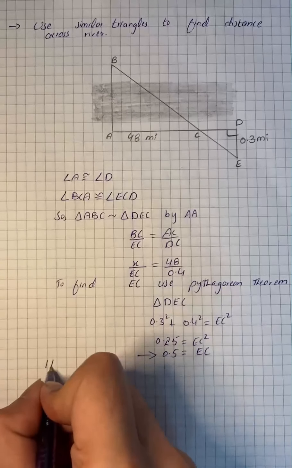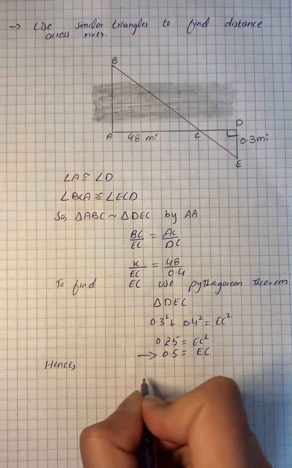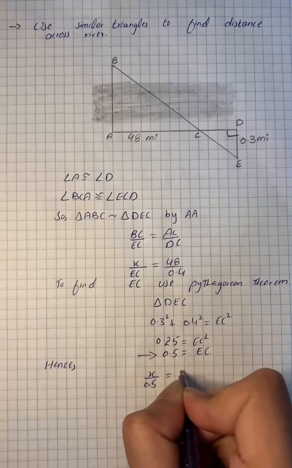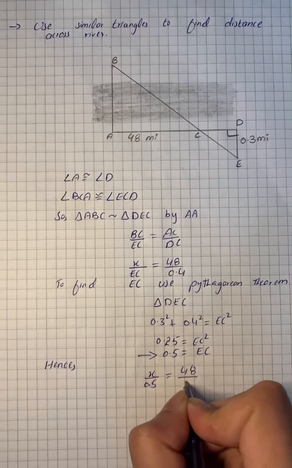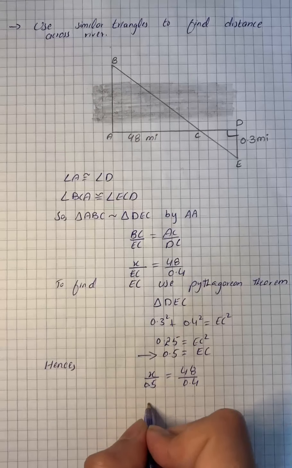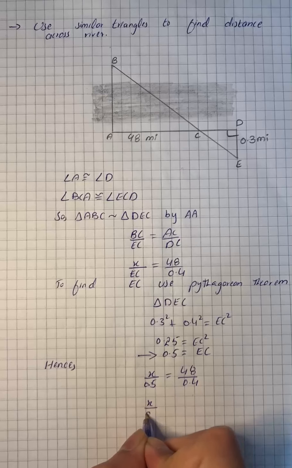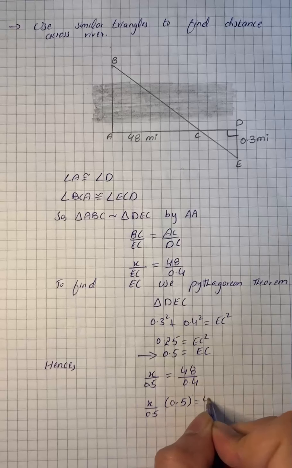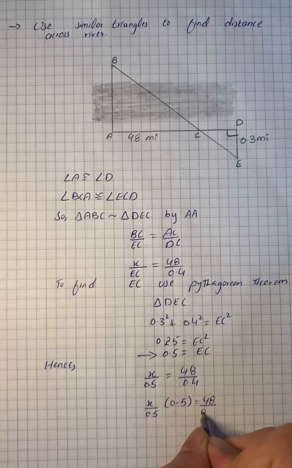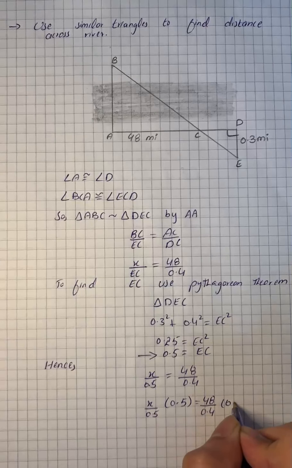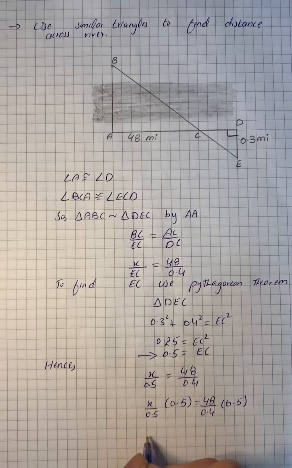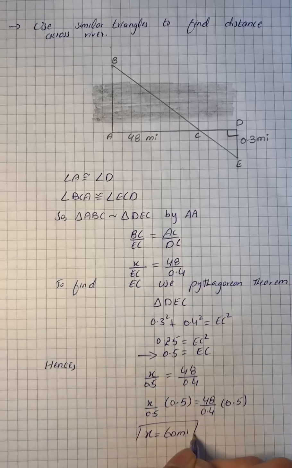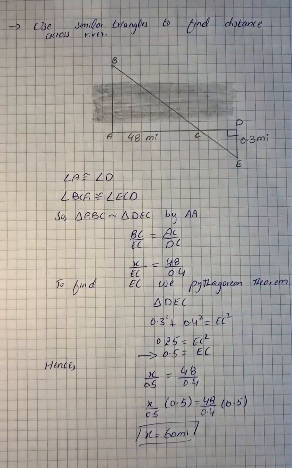So hence x over 0.5 equals 48 over 0.4. x over 0.5 times 0.5 equals 48 over 0.4 times 0.5. So x makes up 60 miles. That is our answer for the given condition.